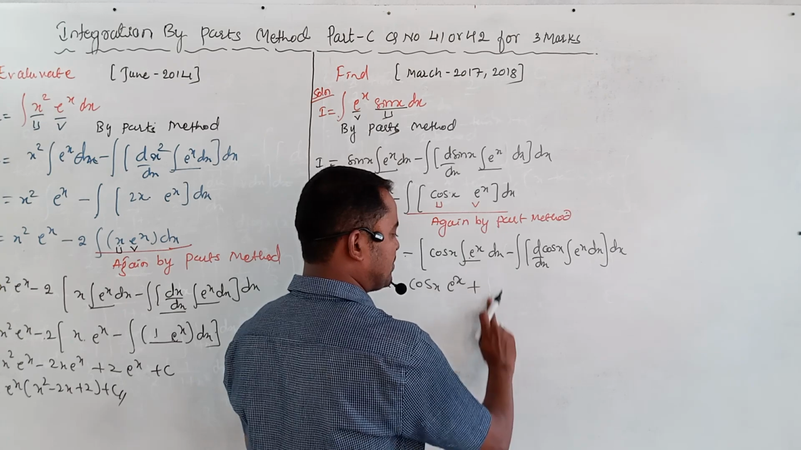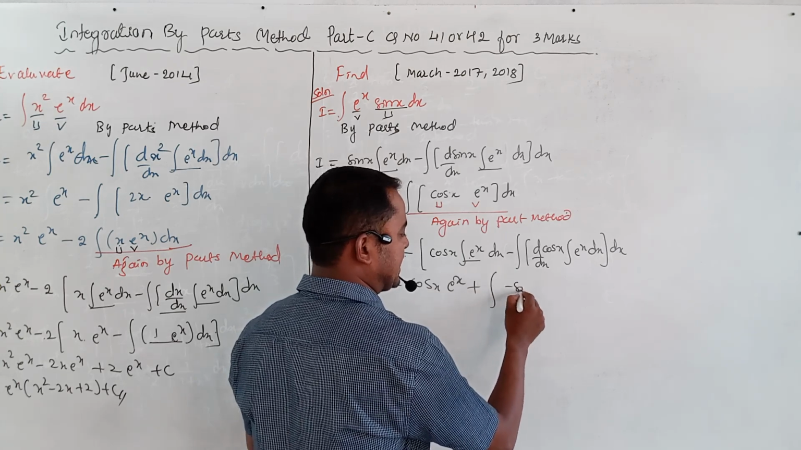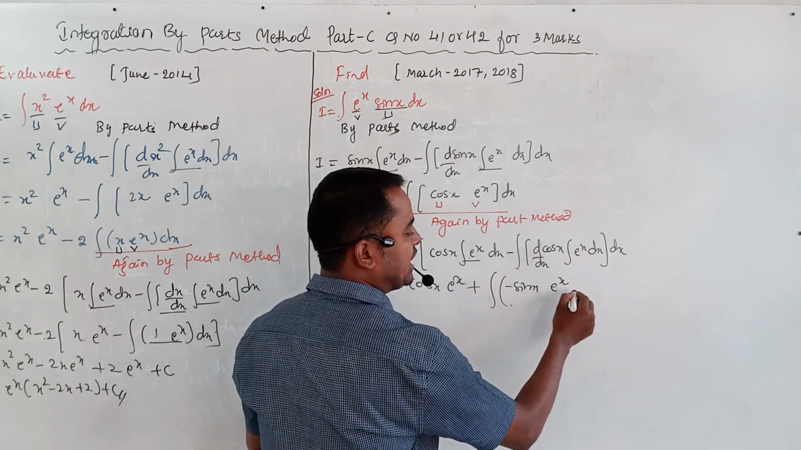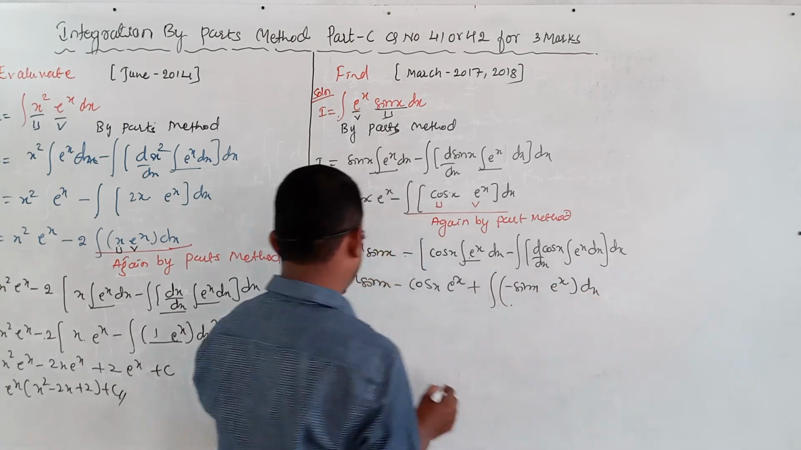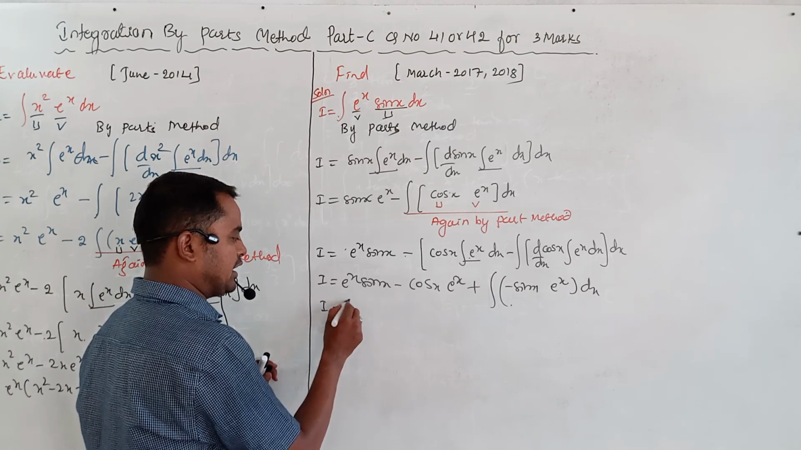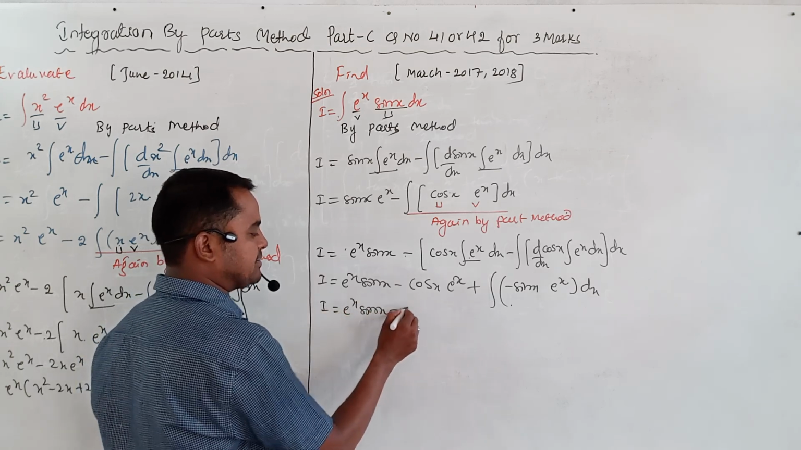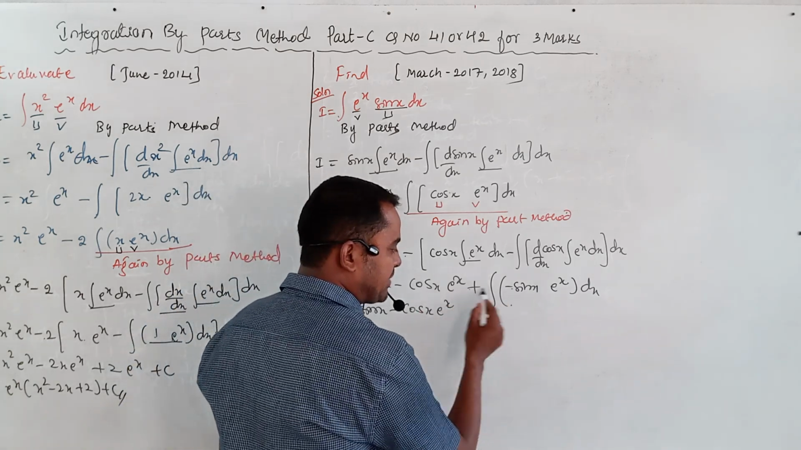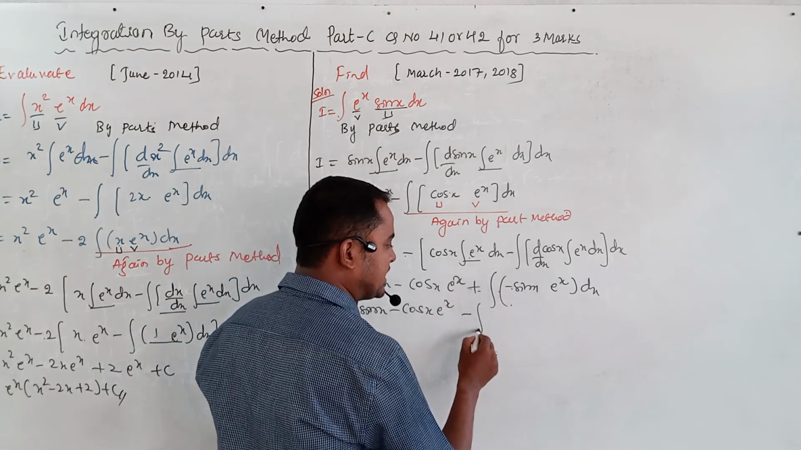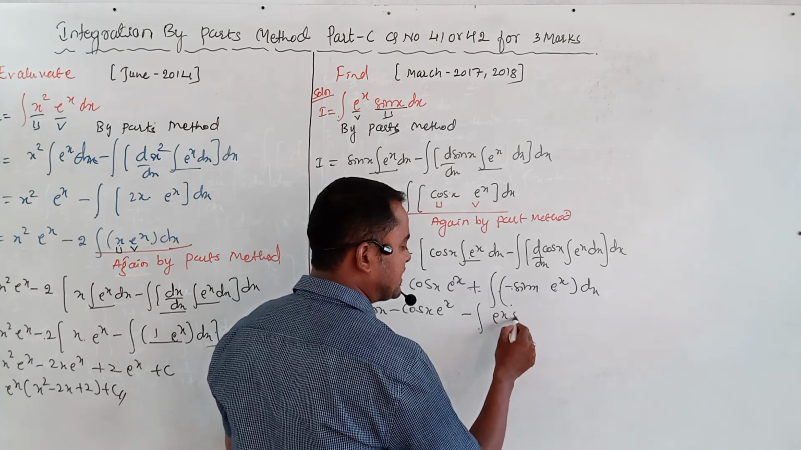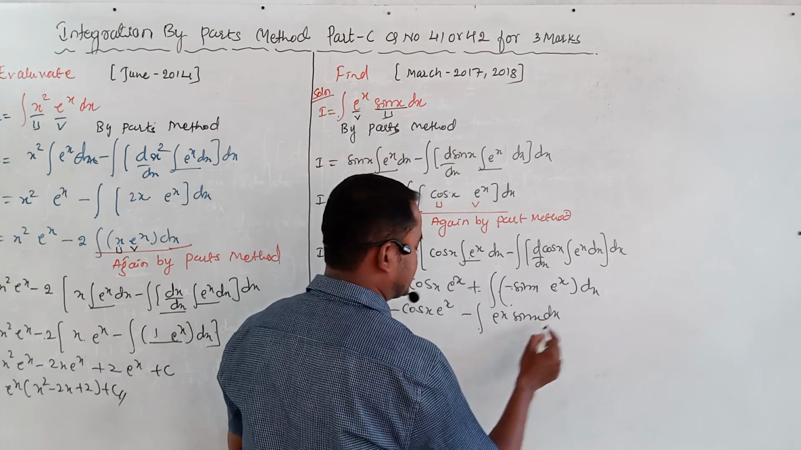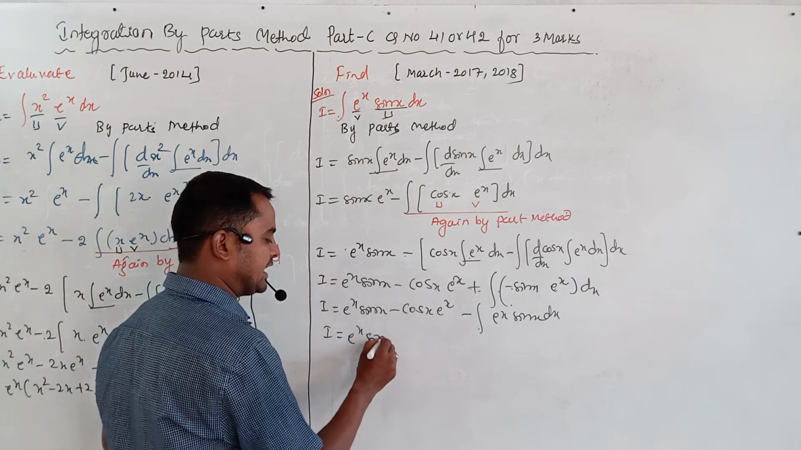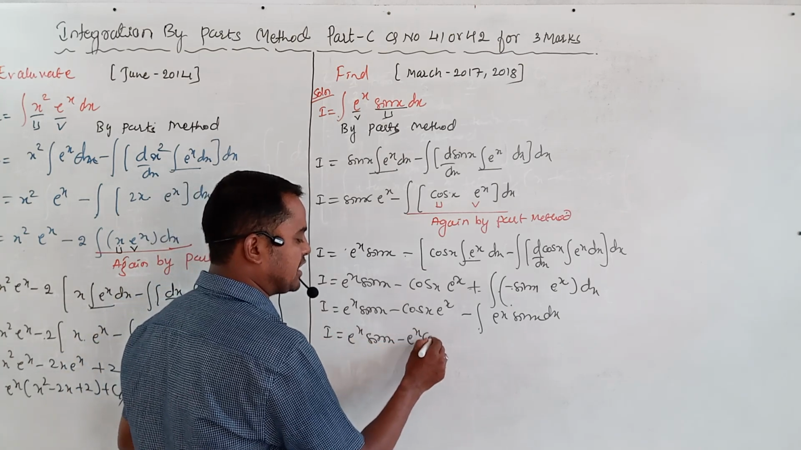Derivative integration of, see here, minus sin x. Yes, integration of e raised to x is what? E raised to x dx. Now I is equal to e raised to x sin x minus cos x e raised to x, plus into minus, minus integration of e raised to x, first I am writing, then sin x dx. Now I is equal to e raised to x sin x minus e raised to x cos x.